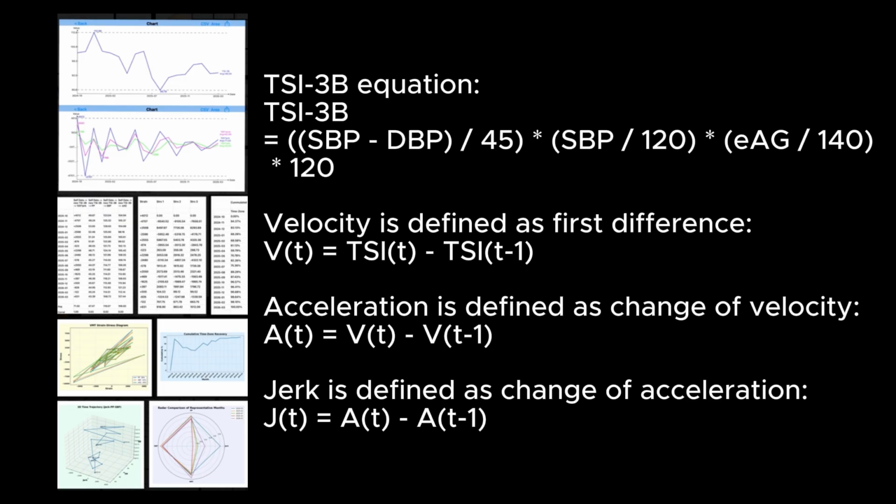Velocity is defined as the first difference, V(t) equals TSI(t) minus TSI(t-1). Acceleration is defined as the change of velocity, A(t) equals V(t) minus V(t-1). Jerk is defined as the change of acceleration, J(t) equals A(t) minus A(t-1). Since the velocity and acceleration values in the dataset are multiplied by 100 to amplify visibility, the jerk values presented below are also expressed as TSI jerk times 100.